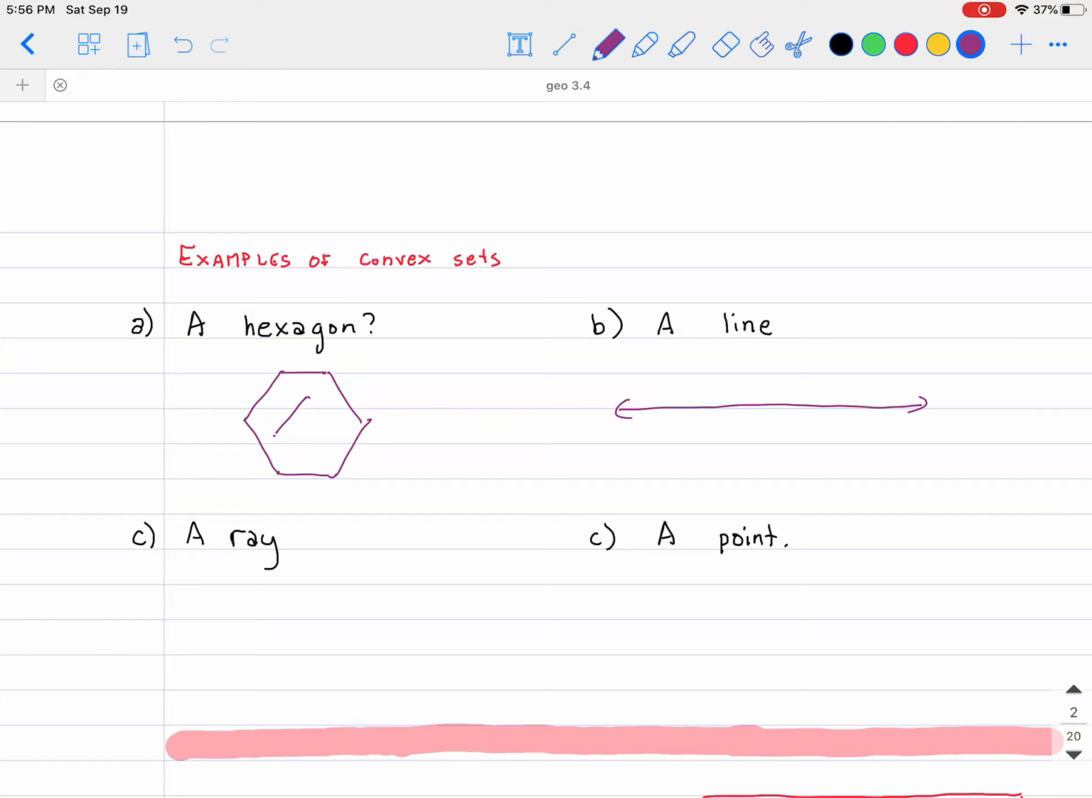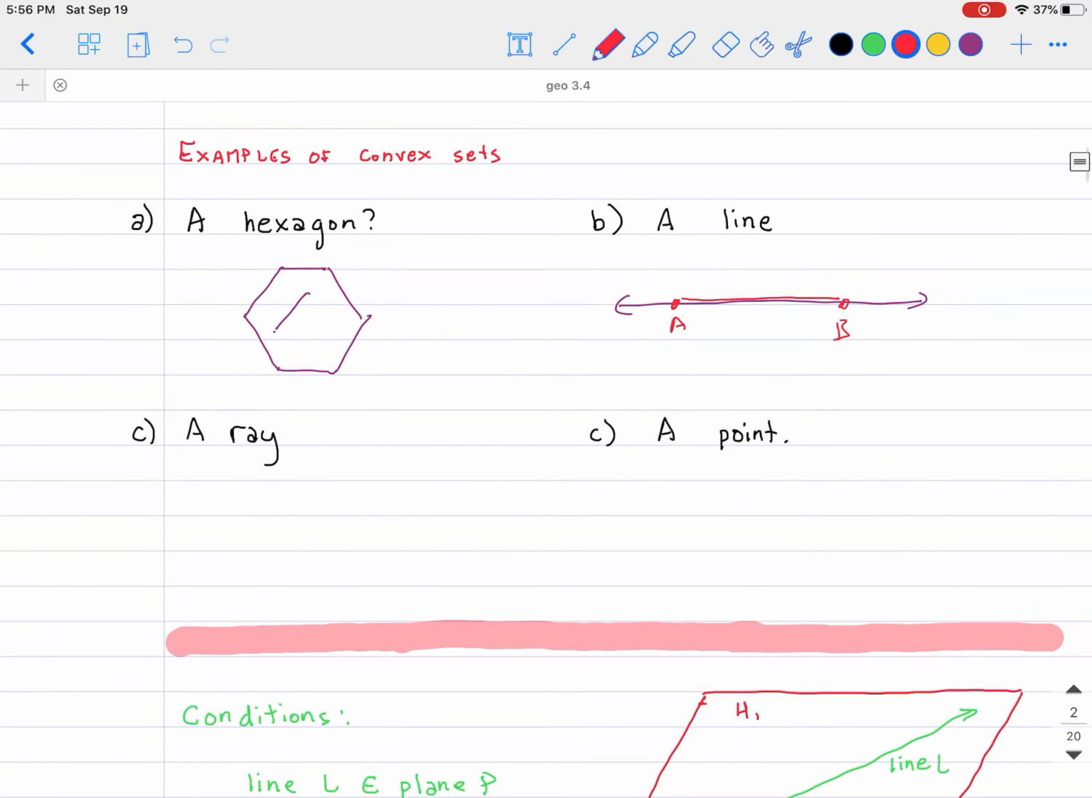What if I had a line that goes on forever? It's the same thing. On that line, if I pick any two points, A and B, the segment AB is definitely going to be on that line. So that works out too as a convex set. Going a little further, what if I had a ray, one point that ends and the other that goes on forever? It's still the same thing, because if I take any two points on the ray, it doesn't matter where, the line segment AB is still also on the ray.